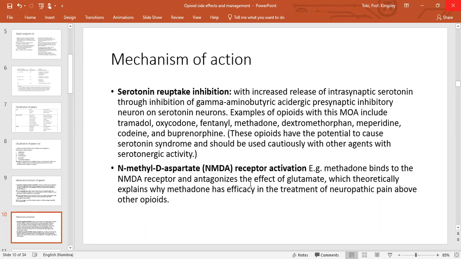The third mechanism of action of opioids is the N-methyl D-aspartate receptor activation. And the commonest opioid that acts on this receptor is methadone. What it does is that it antagonizes the effect of glutamate. And this is the reason why methadone has found use in the treatment of neuropathic pain more than the other opioids, through the activation of the NMDA receptor.